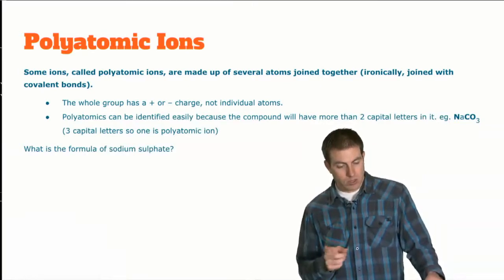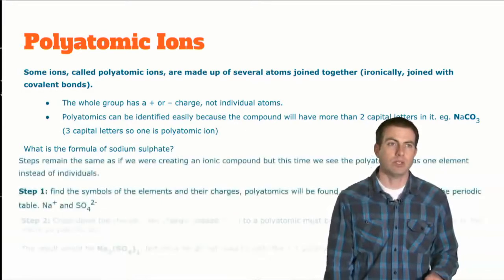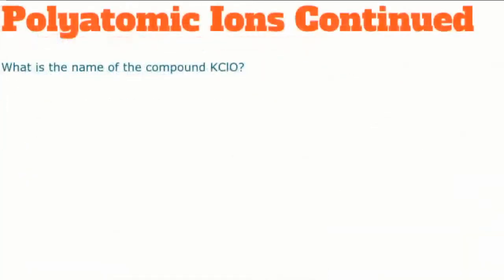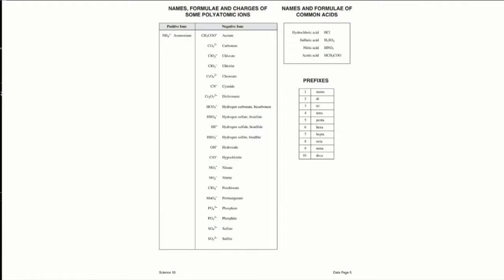So what is the formula for sodium sulfate? Now before we get there, I'm just going to jump forward and then jump back. On data page number 5 of your data booklet, this is a really small version of it because of how it's formatted, but on page 5 you have a list of names, formulas, and charges of some polyatomic ions.